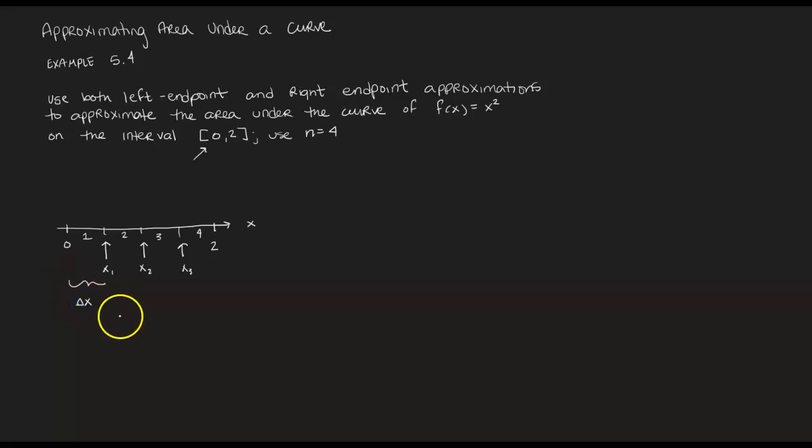So we need to figure out how far apart these are. Remember that we're calling that delta x. We're going to make sure that we use the same delta x for each one of these divisions. We don't want our partition to have separate delta x's, although that is something that can be done. That's not what we're doing here.